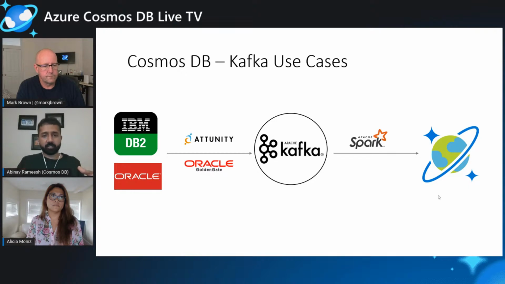This is obviously a highly simplified diagram, so there's obviously more to it than that, particularly on the second half of this where you're pulling from Kafka and then writing to Cosmos. But even getting it into Kafka, we just wanted to make that as simple as possible.